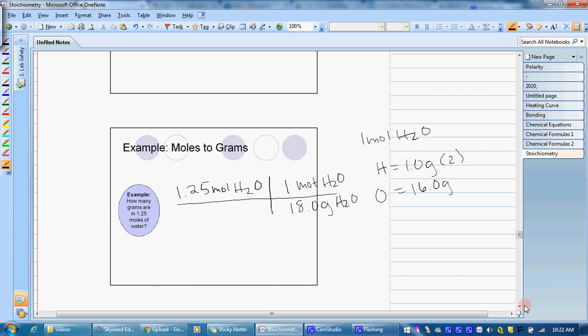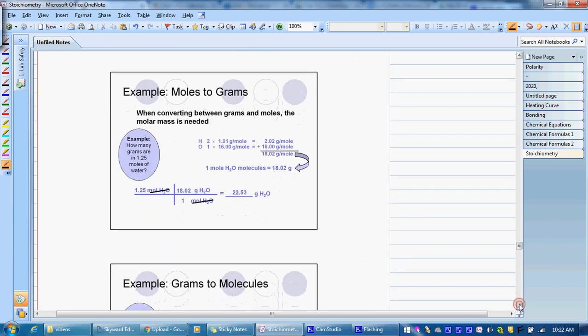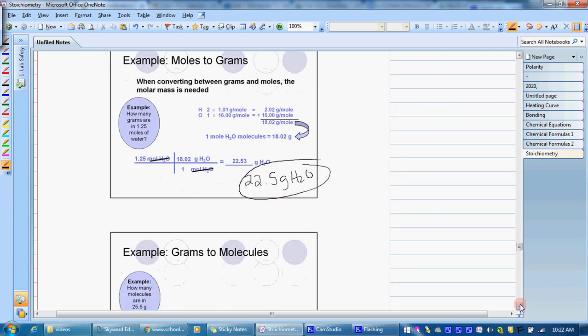Okay, so now I'm going to slide down where this is written a little neater, and you can see how this problem is set up. Here 3 significant figures, so you need 3 in your answer. So this is going to be rounded to 22.5 grams of water for your final answer. Okay, so that's how you convert from moles to grams.